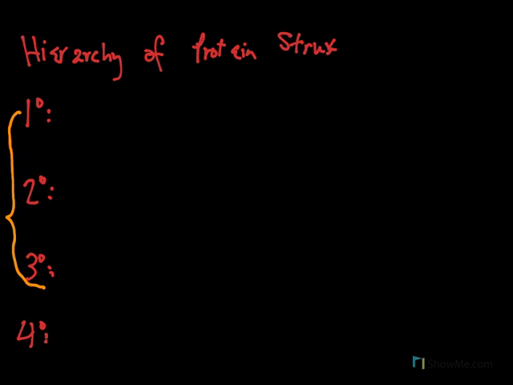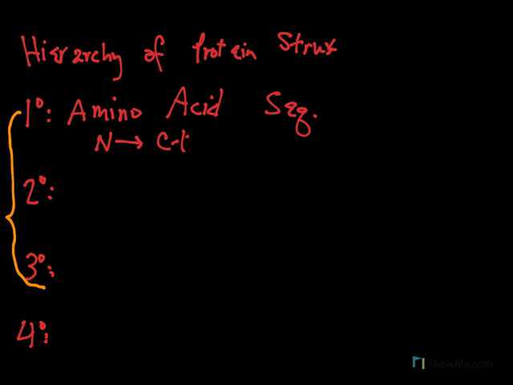Remember, what is the primary structure of a protein? That's just the amino acid sequence. That's at the simplest level, and it always goes from the N-terminus to the C-terminus. There's a directionality, just like we always talk about DNA. What's the directionality, do you remember, for DNA and RNA? 5' to 3'. Well, for proteins, we always talk about the amino terminus or the N-terminus to the C-terminus or the carboxy terminus.